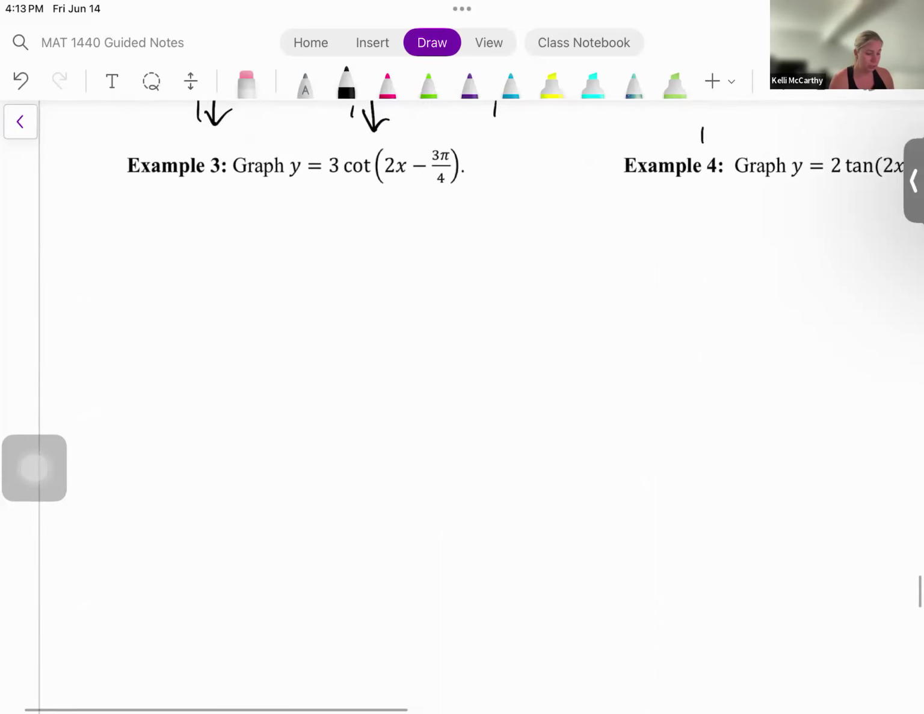Y equals 3 cotangent of 2x minus 3 pi over 4. Our amplitude is 3. Our period is going to be pi divided by 2, and that's not going to simplify. And then we're going to find our first asymptote, in order to help us graph that, identifying that phase shift this way.